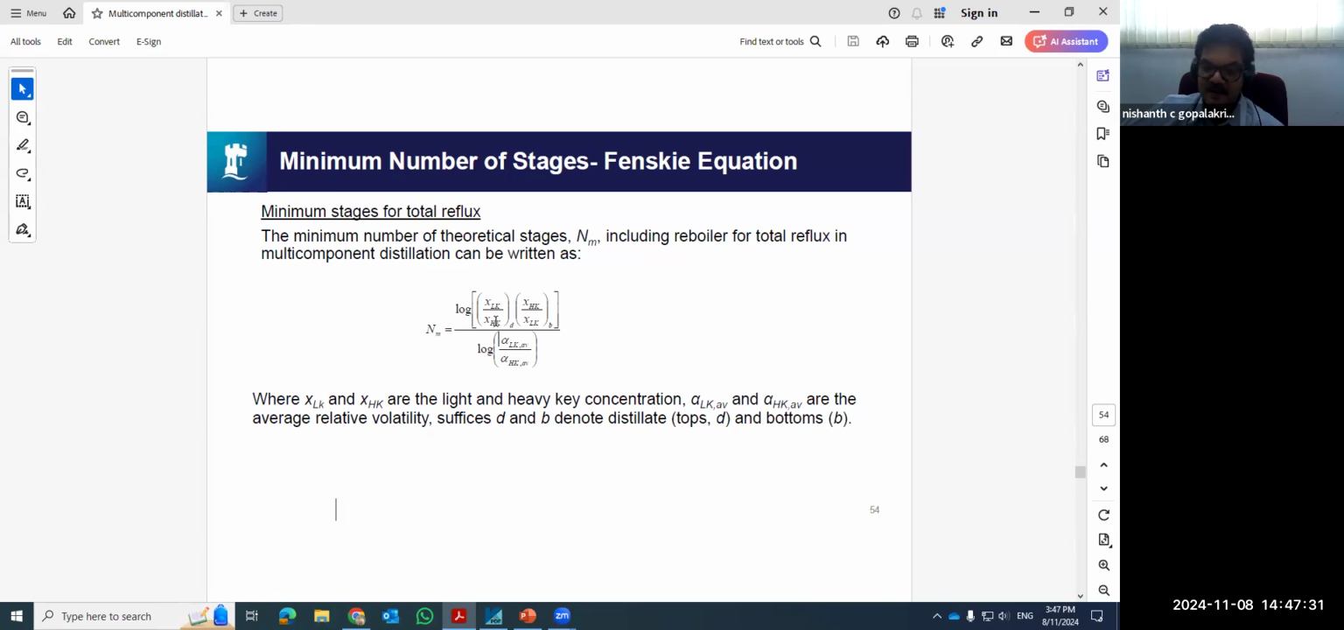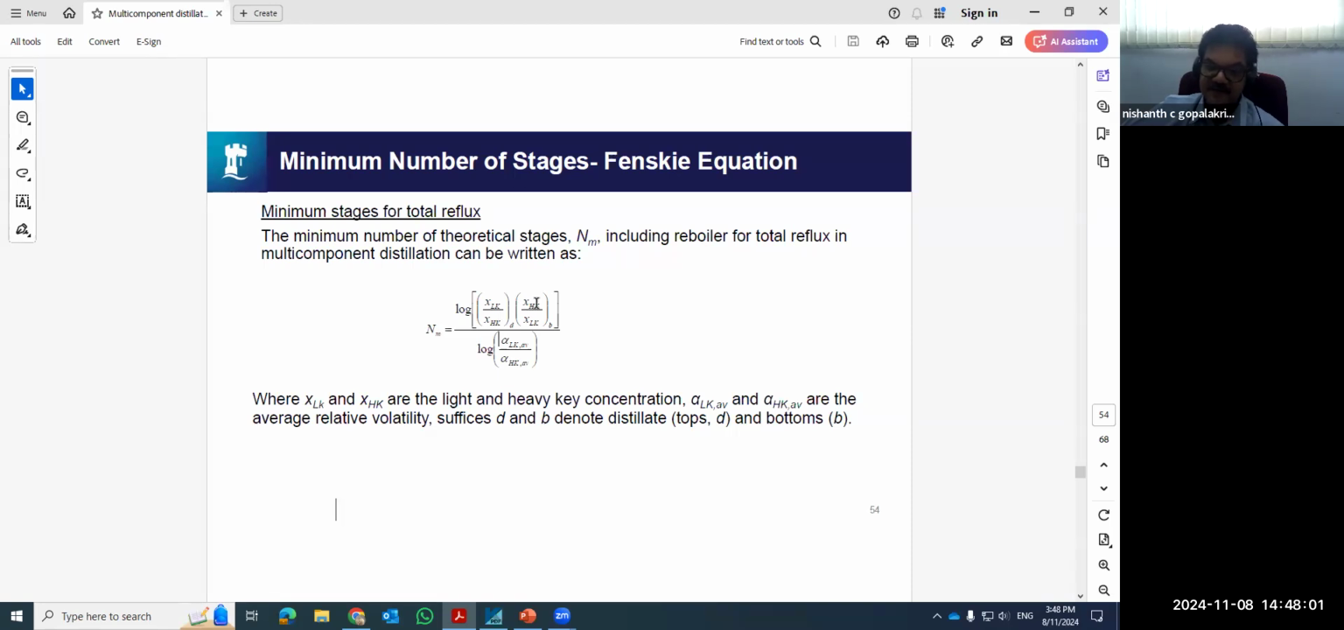Now, if heavy key is at the distillate, that reduces the purity. So what we did was we kept this at the denominator, which means if a lot of heavy key also goes to the distillate, that reduces the purity of the distillate, which means we only need a less pure product. But if we need a less pure product, that means we only need to use less number of stages.